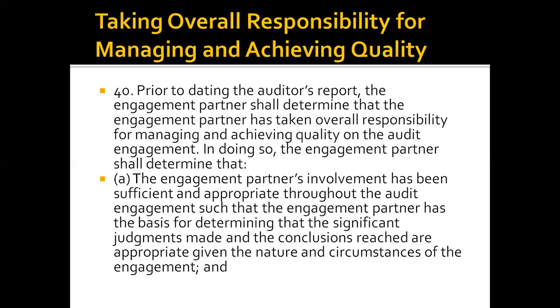All right, taking over responsibility for managing and achieving quality, that's paragraph 40. Prior to dating the auditor's report, the engagement partner shall determine that the engagement partner has taken over responsibility for managing and achieving quality on the audit engagement. In doing so, the engagement partner shall determine that A, the engagement partner's involvement has been sufficient and appropriate throughout the audit engagement so that the engagement partner has the basis for determining that the significant judgments made and conclusions reached are appropriate given the nature and circumstances of the engagement. So you don't want to sign an audit report when you are not even aware of what was done. This paragraph is emphasizing that if this thing goes wrong, it is you, the engagement partner, that everybody will hold responsible. So you have to check and recheck everything that is being done before you sign.